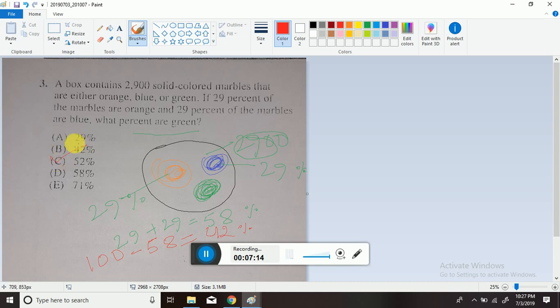So the correct answer is option B, that is 42%. In this way we will be coming with more problems on the CUMAT mathematics. So these are the types of problems. We need to be quick enough to manage the time to get the correct score.